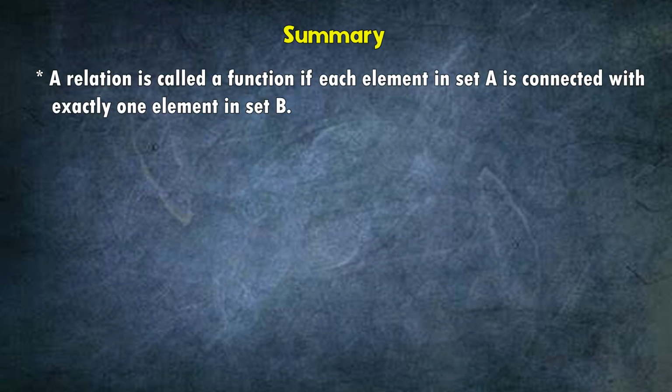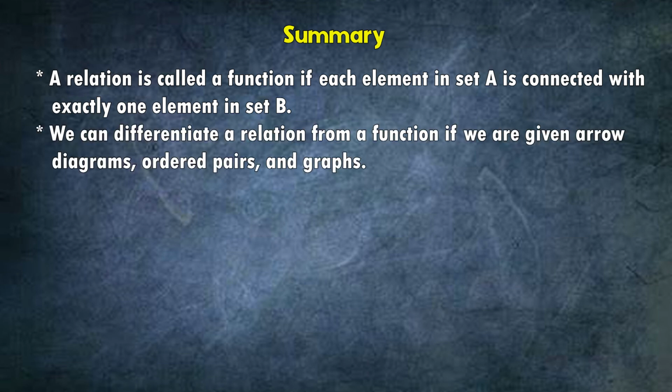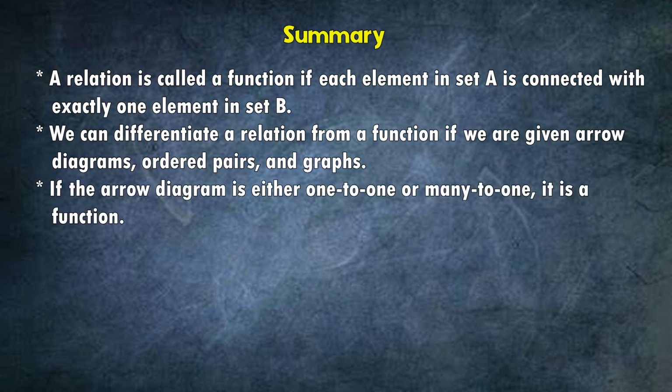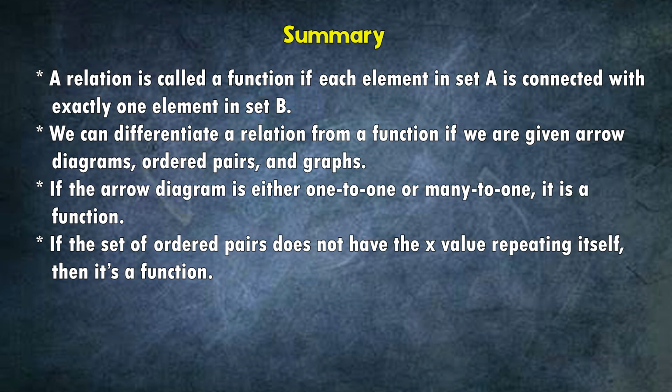So to summarize today's lesson, a relation is called a function if each element in set A is connected with exactly one element in set B. We can differentiate a relation from a function if we are given arrow diagrams, ordered pairs, and graphs. If the arrow diagram is either a one-to-one or a many-to-one, then it is a function. If the set of ordered pairs does not have the x value repeating itself, then it's a function.